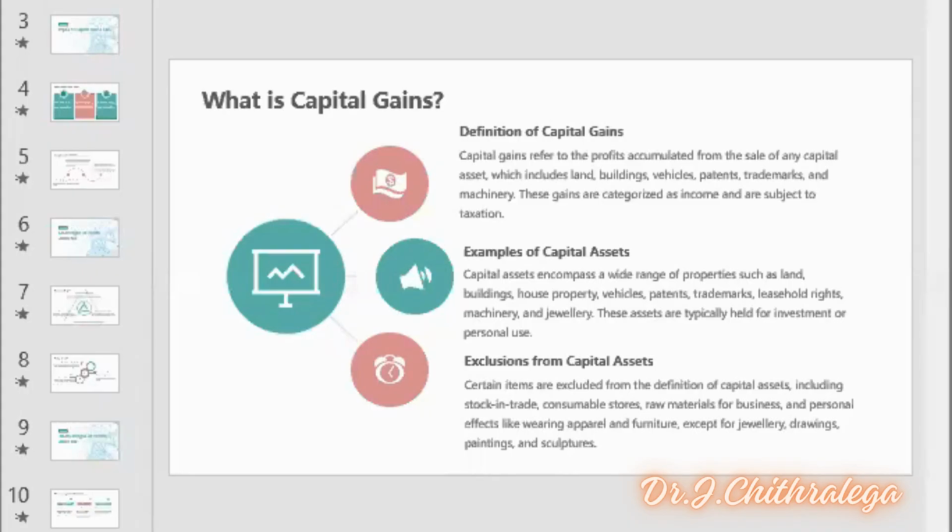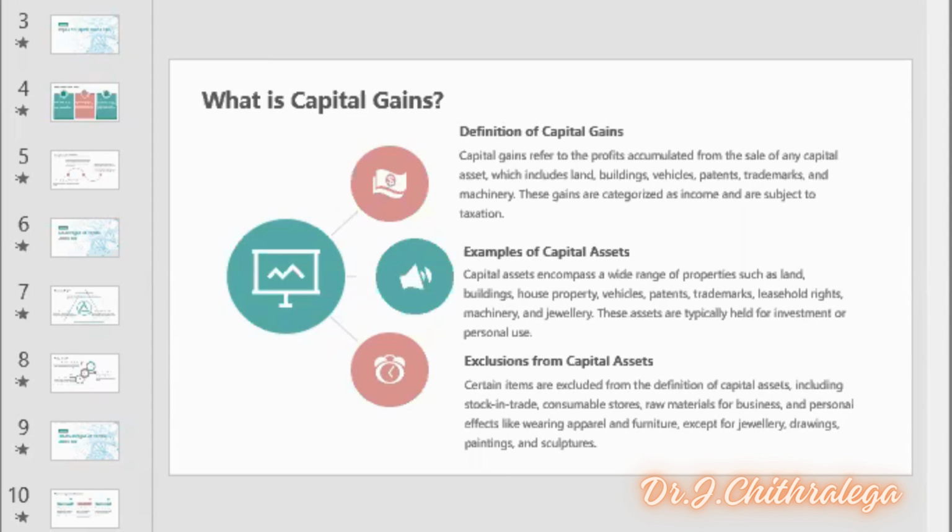Today, let's see what is capital gains. Capital gains is profit which is accumulated from the sale of any capital asset. When you sell any capital assets like land and building, house property, vehicles, leasehold property or machinery, or it could be any jewelry, these are called capital assets.